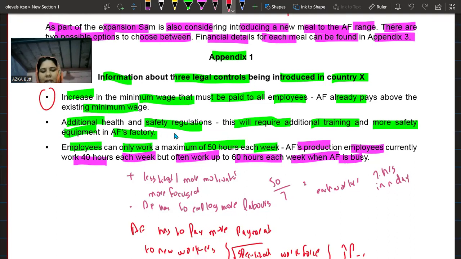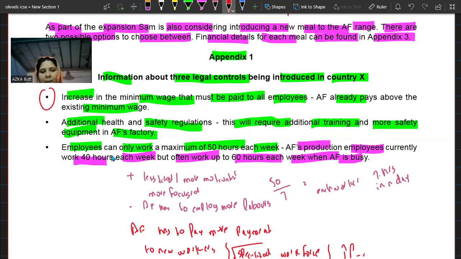And number two is additional health and safety regulations. So this will require additional training and more safety equipment in AF's factory. So again, if you see that we are going to expand, we also need to purchase some equipment, and also if we are going to introduce a new range, we have to invest in this also. But now if there is one more regulation, it means that it is increasing our cost altogether. But this also has some benefits, and I have discussed its benefits when we were reading the questions.